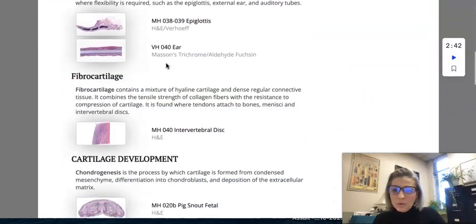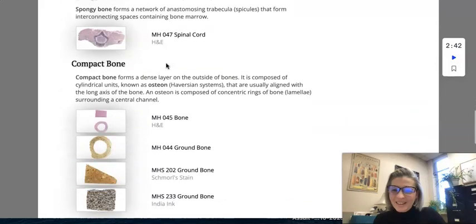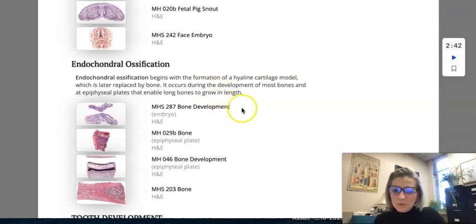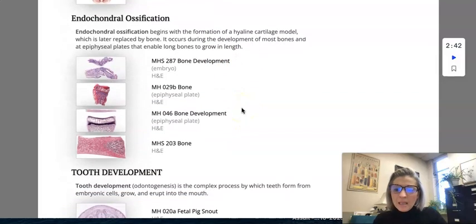Let's skip over all the lovely cartilage, and then I scroll down to bone development, because I think this is some of the area that we're struggling with a little bit. And I actually might go through all of these, but I started here with the first one for long bone development, because we are looking, I believe, at primary ossification and not quite secondary.